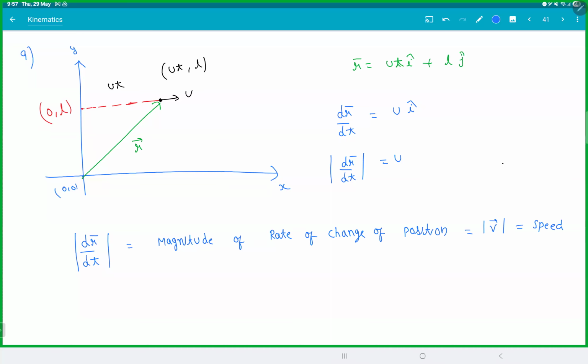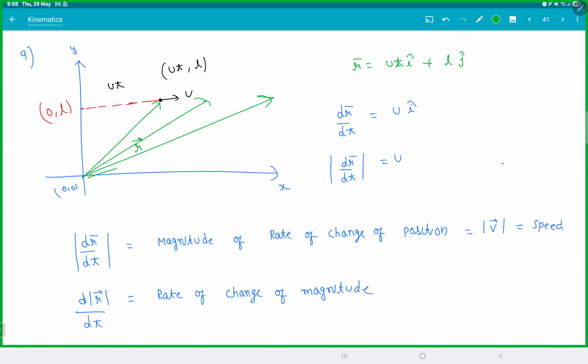Clear? But what is d mod r by dt? This is a completely different quantity. This is the rate of change of magnitude. This is not speed. This is something else. Meaning, what is the second one telling you? After some time, r bar becomes like this. After some time, r bar becomes like this. Can you see the length of the vector is increasing? So we are asking at what rate is the length of the vector increasing?